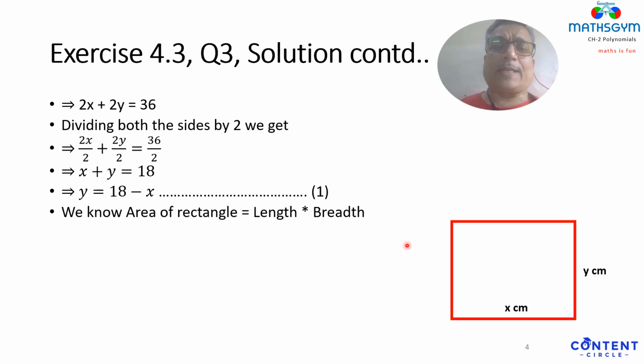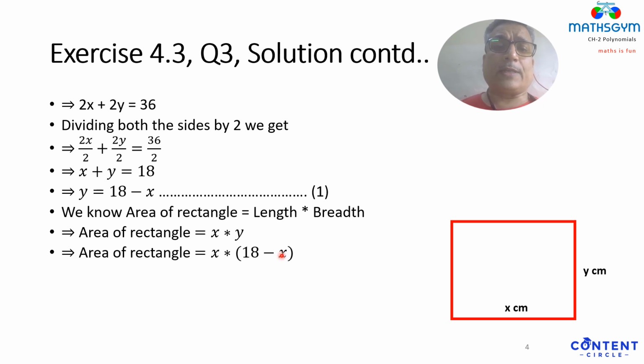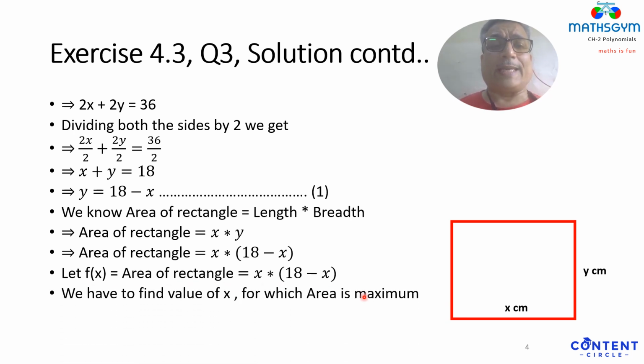Now we know that area of a rectangle is length into breadth. That's the formula. You have learned it in the past in class 10th. So recollect that. Basically, it is x into y. We will replace y with 18 minus x from equation number 1. So it is x into 18 minus x. Now let's convert this into a function, because this is a function of x now. So f(x) is equal to area of rectangle is equal to x into 18 minus x.